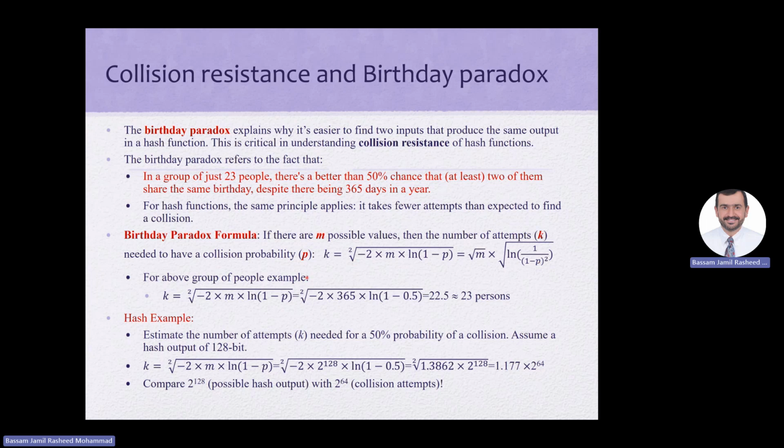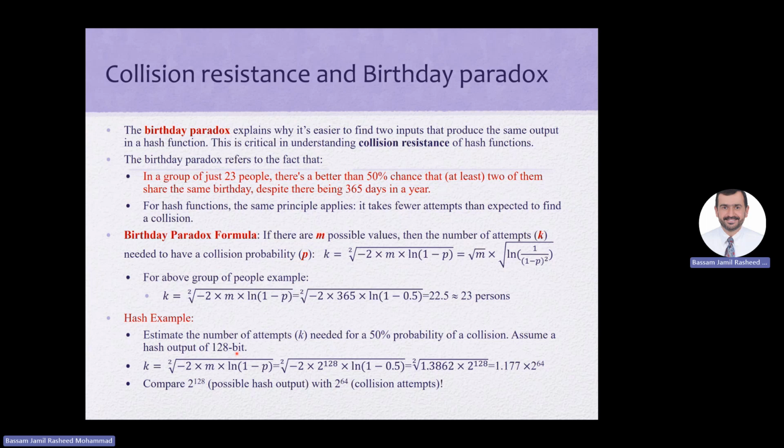And we can solve the formula for the birthday example here, and we get 22.5. That's 23 persons. We cannot have 22.5 persons. Now, the most important thing here is to realize that if we stick with the 50%, then this square root comes to about 1.1, 1.2.